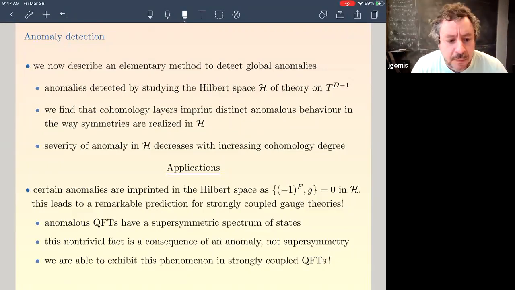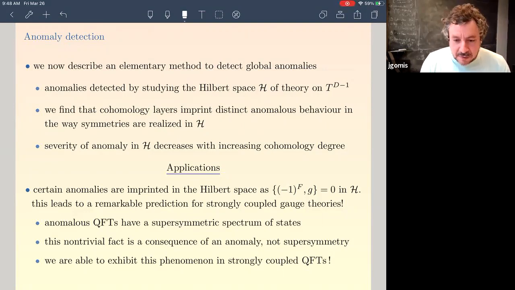Notice that this is a non-trivial fact, which is a consequence of an anomaly of a bosonic symmetry, not of supersymmetry. And the thing that's nice, and I don't know how much time I'll have to describe it, is that in some particular cases we're actually able to test this lemma. Of course, we don't have a proof that the infrared dynamics of a strongly coupled theory is what we propose. But if you believe the answer that we gave, and you compute the spectrum of the infrared dynamics, you indeed find non-trivially that the spectrum is supersymmetric, as predicted by this anomaly argument.